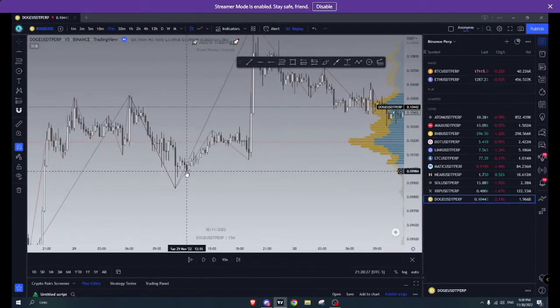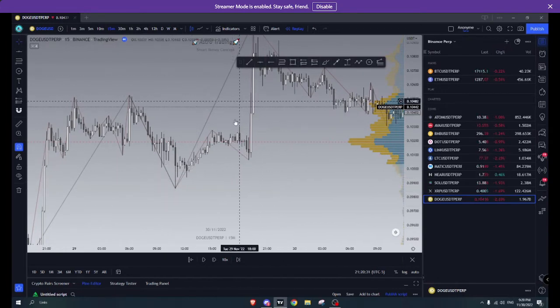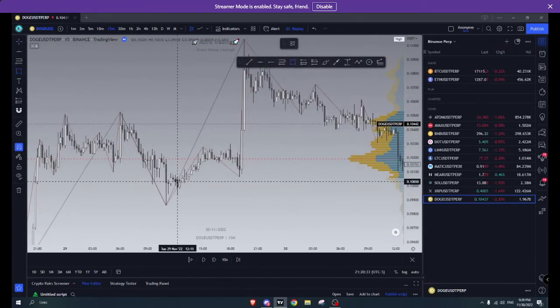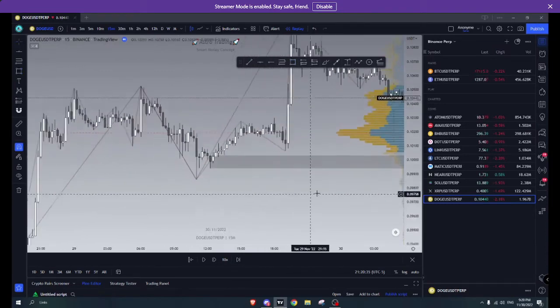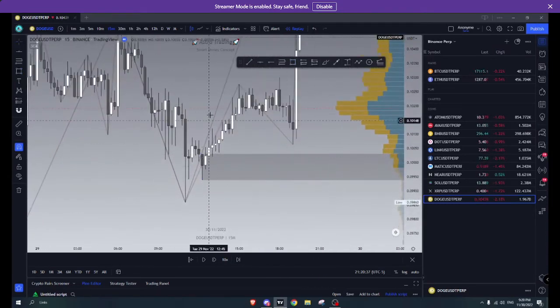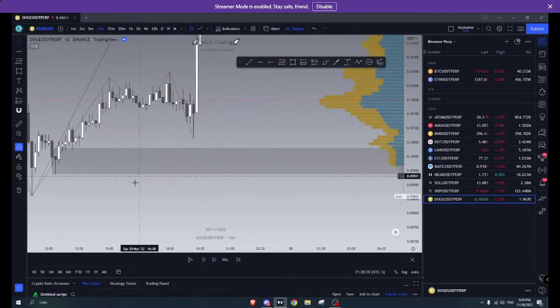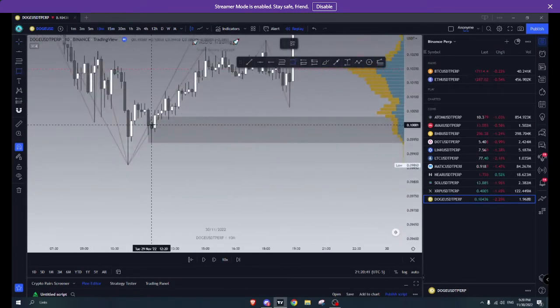My last down candle right here on the low of my swing. Let's say we're going and taking this low right here. This one would not have been a valid order block. So let's go on the 10 minutes and we have this one right here.